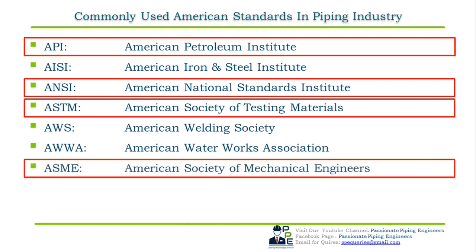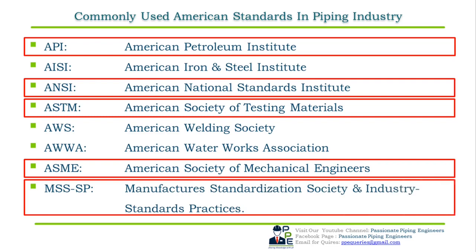ASME, American Society of Mechanical Engineers. ASME standards provide us the design, dimensional and fabrication criteria for many commonly used piping components for use in refineries and chemical plants. ASME B31.3 is for process piping systems, and ASME B31.1 is for power piping systems.